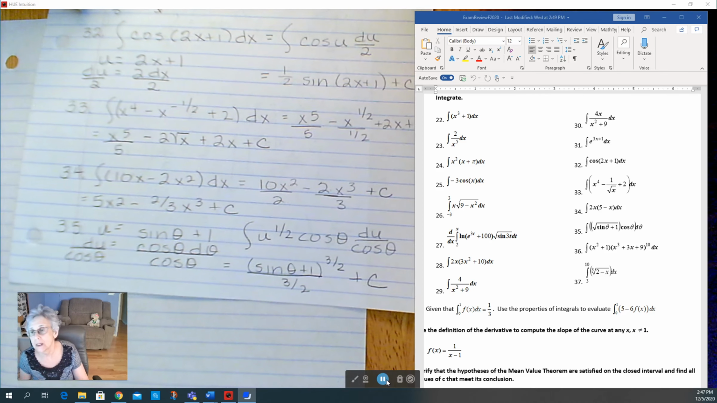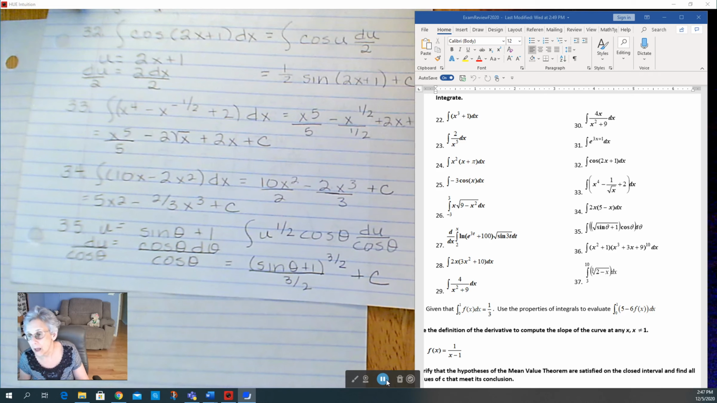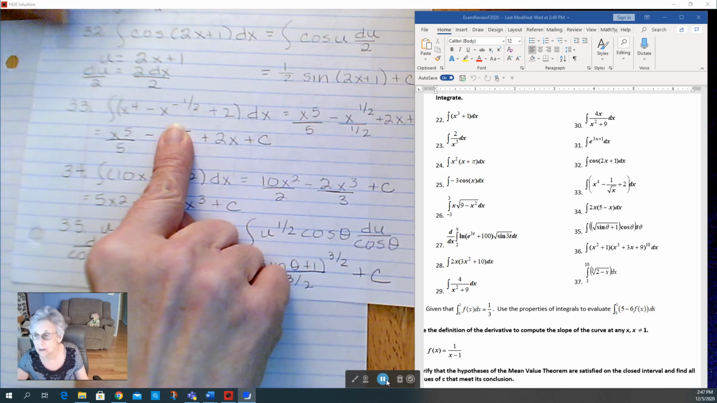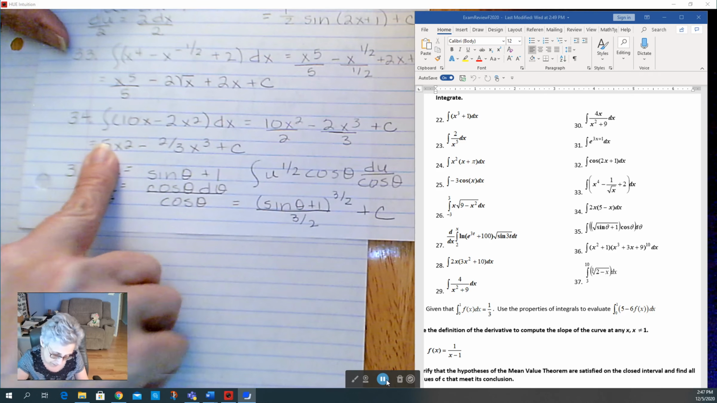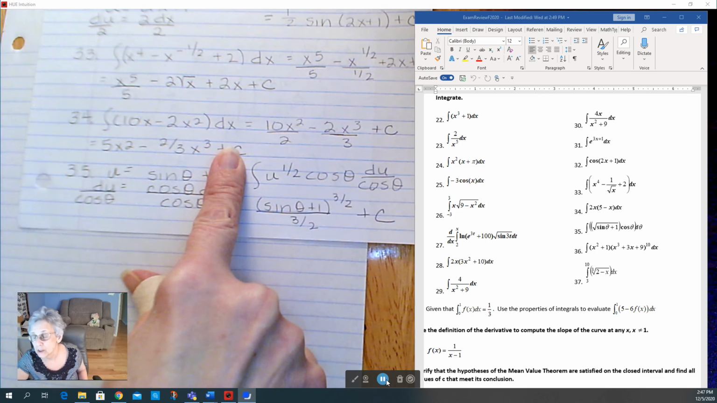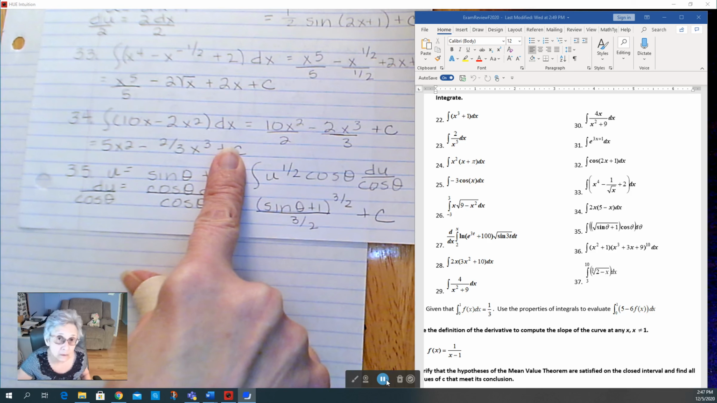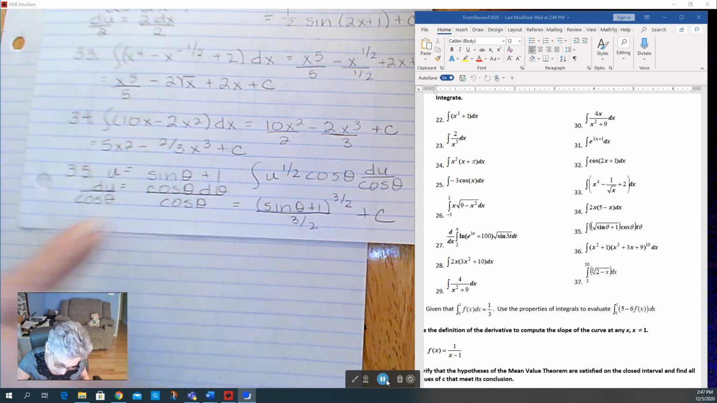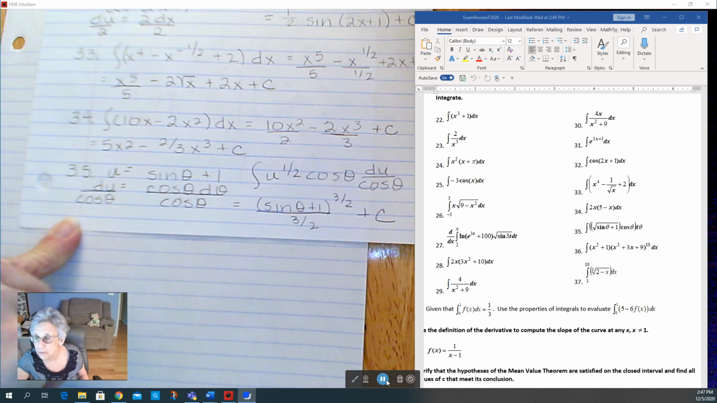Number 33, you just had to rewrite it as a negative rational exponent, and then it was super simple. Number 34, you needed to distribute that to x. You could have u substituted with 5 minus x is equal to u, but you still would have ended up distributing something through a set of parentheses. So you might just as well do it with x's. Number 35 was a very simple u substitution, way simpler than the one on your test with the sine and cosine of pi times something.